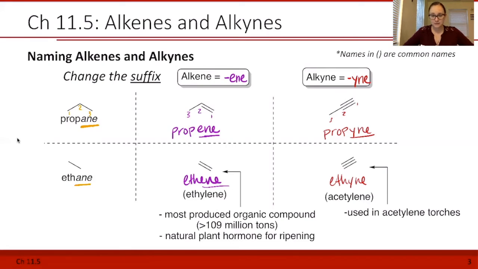Ethene is the most produced organic compound in the world. So there's over 109 million tons produced a year. And it's a natural plant hormone for ripening. So having ethylene around your bananas or something, they produce a little bit of ethylene, and then that ethylene surrounding it will then ripen the fruits even more.